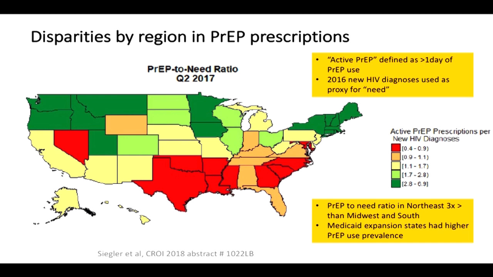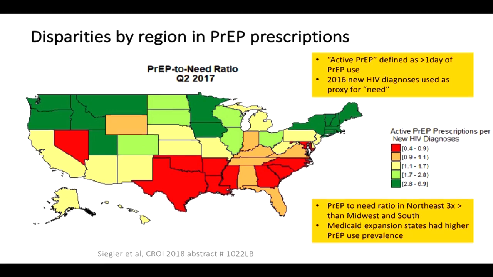And so this was a great abstract presented that looked at the PrEP-to-need ratio, and this was subsequently published. But this goes to show that if you use the new HIV diagnoses occurring across the United States as a proxy for the need of HIV prevention, and you match that against the number of people who have received active PrEP prescriptions. And actually in this study, they described active PrEP prescriptions as those utilizing PrEP for at least 1 day. So in my mind, this probably represents an overestimation of PrEP use, as we know that individuals can start on PrEP and discontinue PrEP along the way.